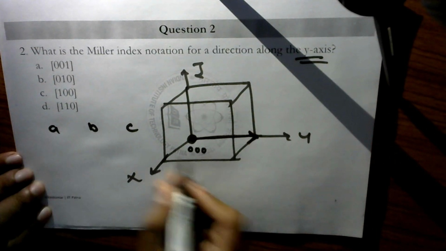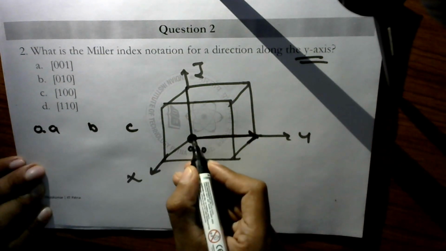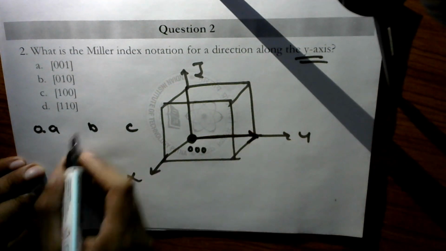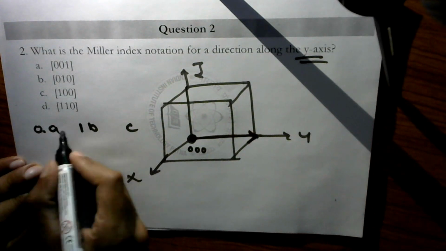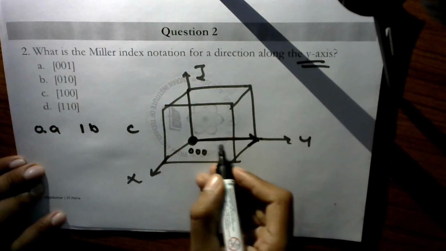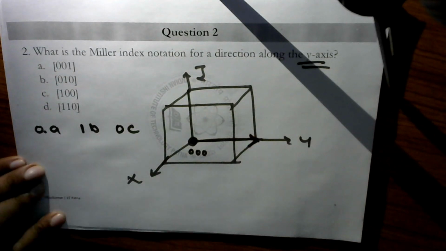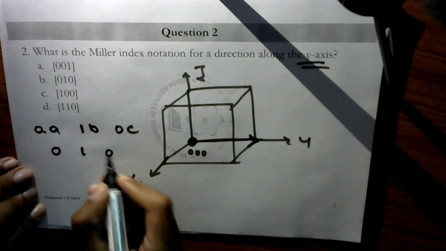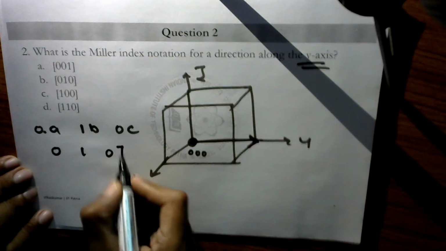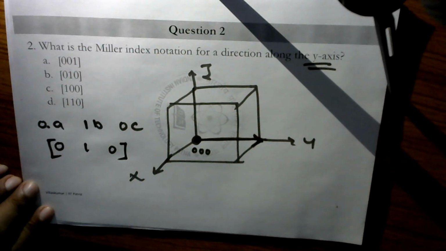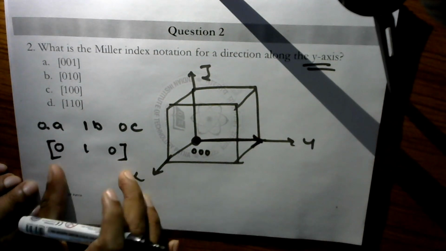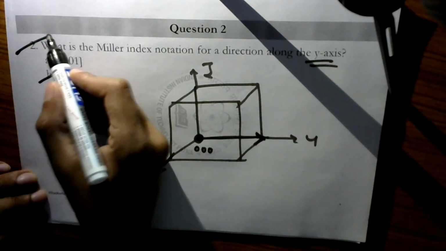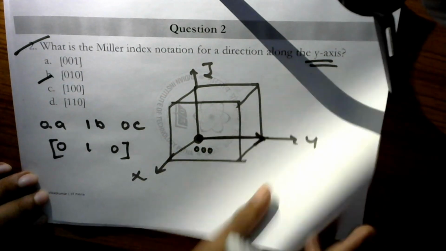So along the x-axis, I have to move by 0 amount. I have not moved anything along this particular direction. I only moved along the y-axis, so I move by the amount of 1. And then along the z-axis, that is c, I again move by 0 amount. So we can now write the Miller indices of this particular direction as 0, 1, 0. Since it's the smallest integers itself, nothing to worry about. This is the final answer we have got. Option B is the right answer. Let's move to the next question.